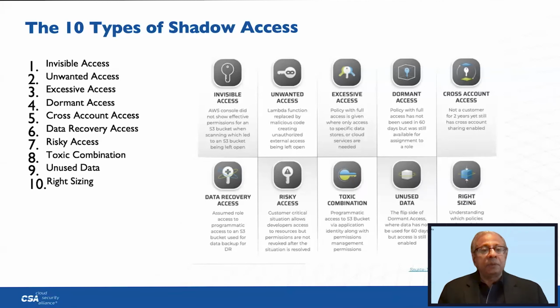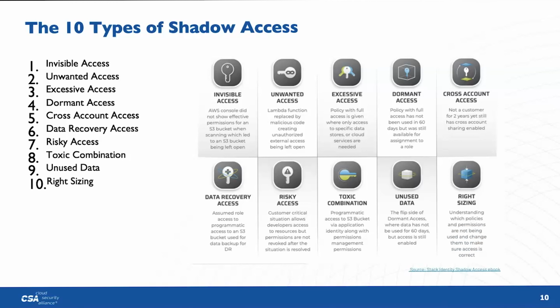Risky access, toxic combinations, unused data. In the cloud, it's very simple to spin up a MongoDB in 30 seconds, copy sensitive data, work on a project, and then go away, leaving lots of shadow data behind, and access to it. Huge problem. And lastly, ability for us to right-size access is also a big part of this. So the first thing is to detect the access, and the second thing is to right-size the access.